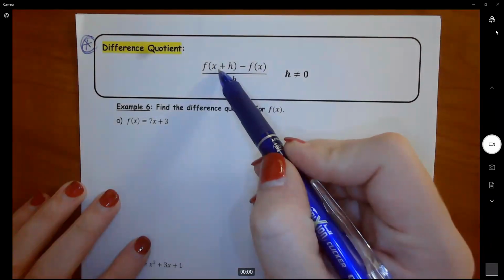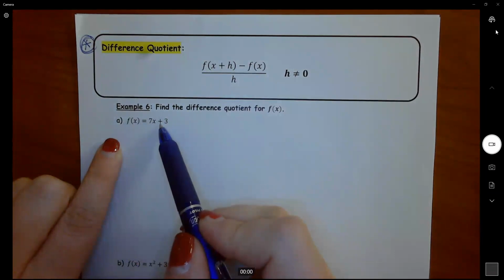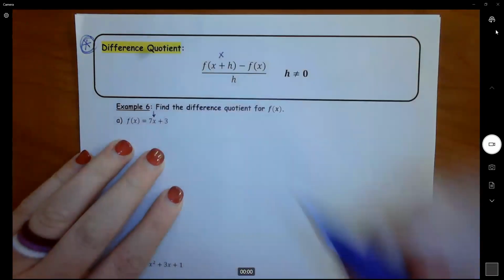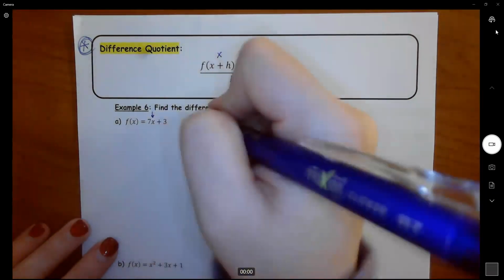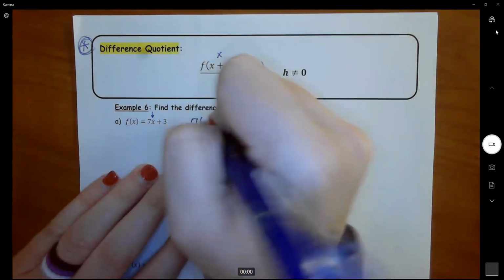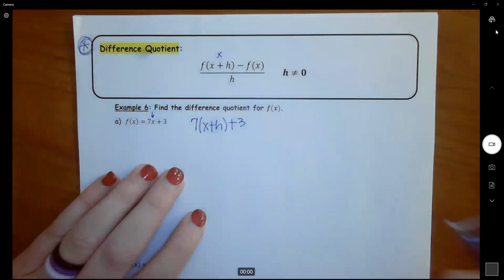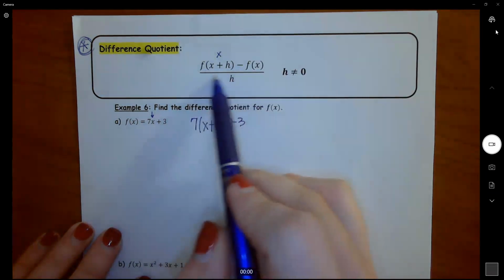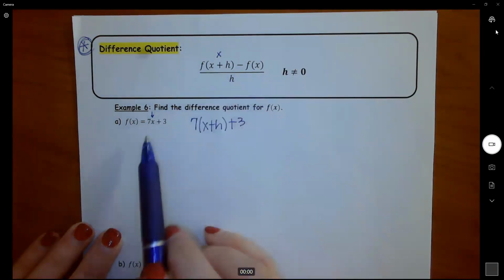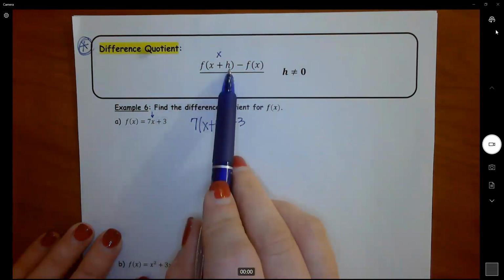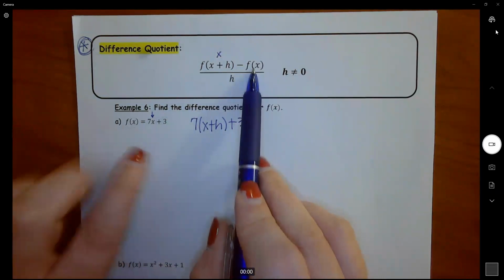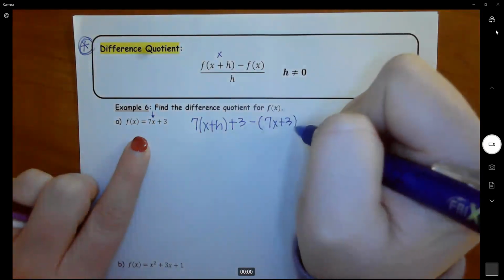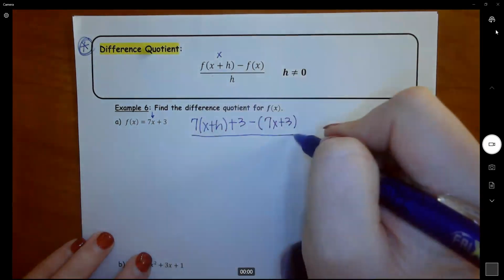So in my first part, I'm going to take this function here and replace wherever I see an x with x plus h. Now in this problem, I only have one x. So we've got 7 times x plus h plus 3. That is this portion right here. Where I saw an x, I replaced it with x plus h. Then I need to subtract my function. So I will do minus and then subtract this function here. And then it is all over h.